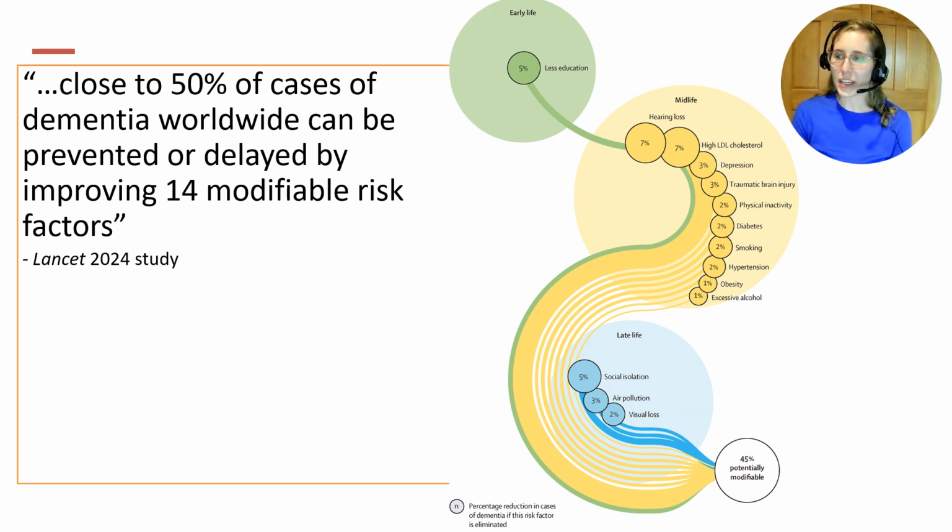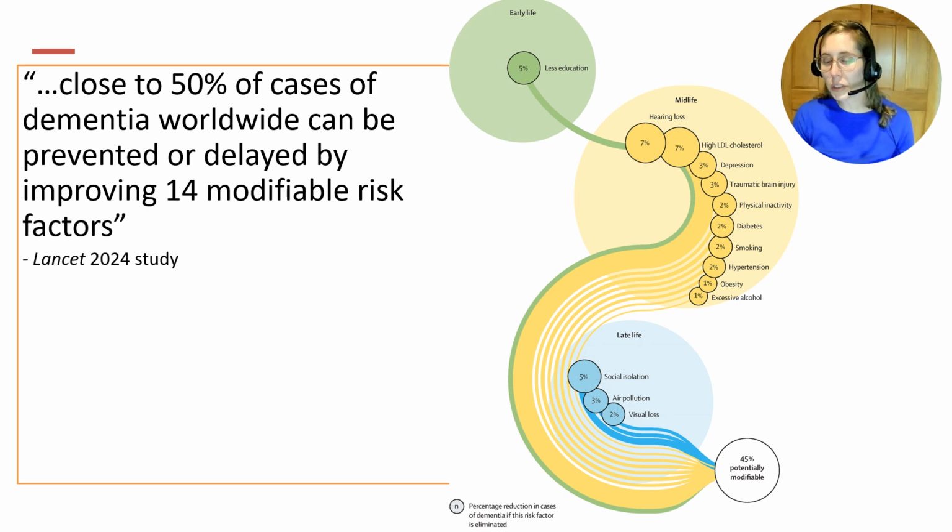And so this is a figure from the 2024 Lancet Commission article that detailed 14 modifiable risk factors for dementia. And this figure illustrates those 14 modifiable risk factors, and importantly, even provides the percentage that you can reduce the risk of dementia if this risk factor was eliminated. And you can see here in that quote that close to 50% of cases of dementia worldwide can be prevented or delayed by improving 14 modifiable risk factors.